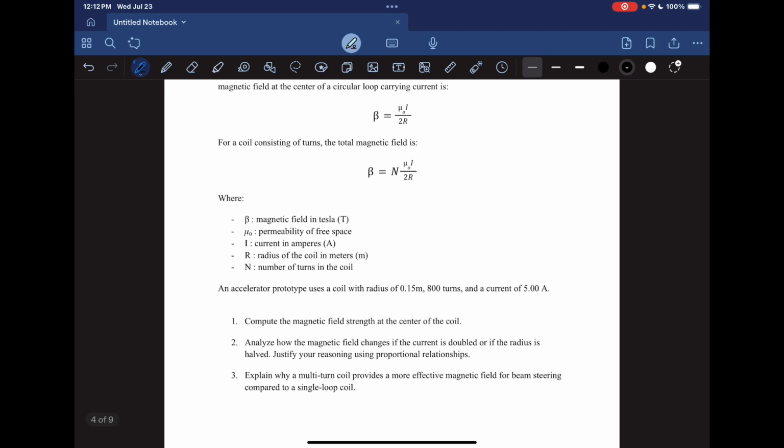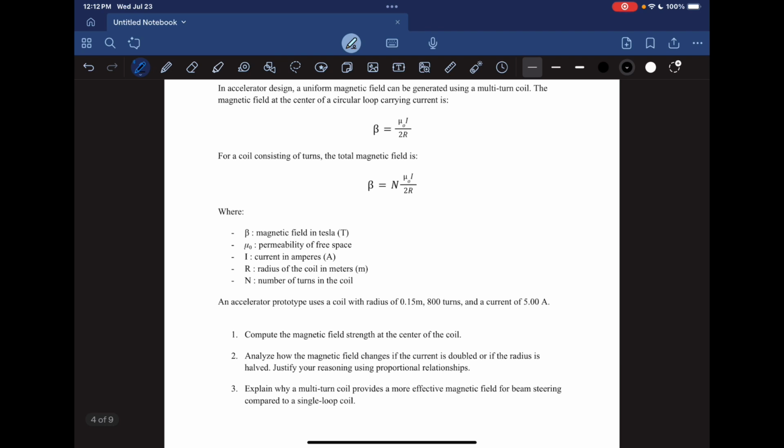So I've got the first problem up here. You can pause and read it, but I'm going to point out some important things. The most important thing is that we have the magnetic field at the center of a circular loop, and this is a universal equation, so this would be great to put on your equation sheet. And then if you've got a coil consisting of turns, you've got this equation for the magnetic field, with N being the number of turns in the coil.